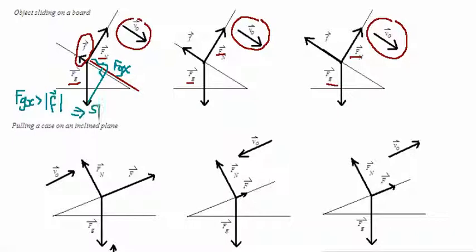This object will speed up, and the net force will be downhill. Therefore, the acceleration is downhill.